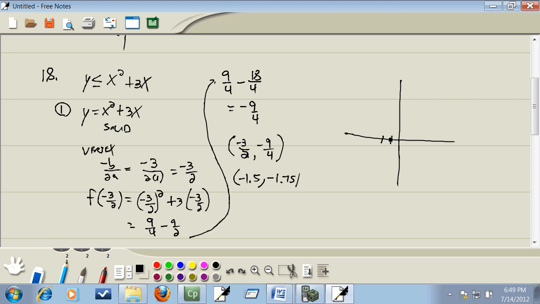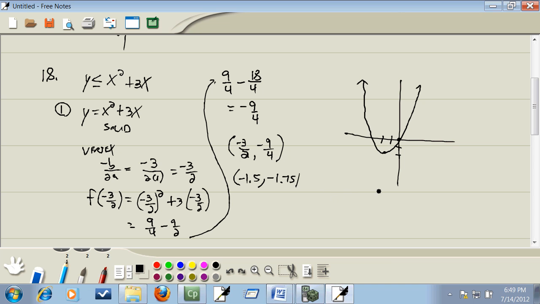So there's negative 1.5 there, negative 1, so it'll be about right there. If I plugged in 0 for x, I'd have 0 squared plus 3 times 0, which gives us y equals 0. So I know it passes through here. And by symmetry, this side will look pretty much the same, like that.